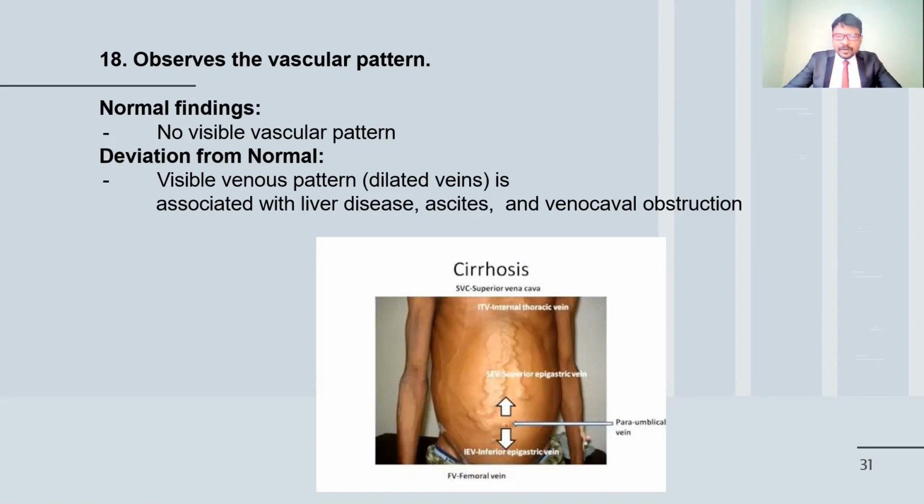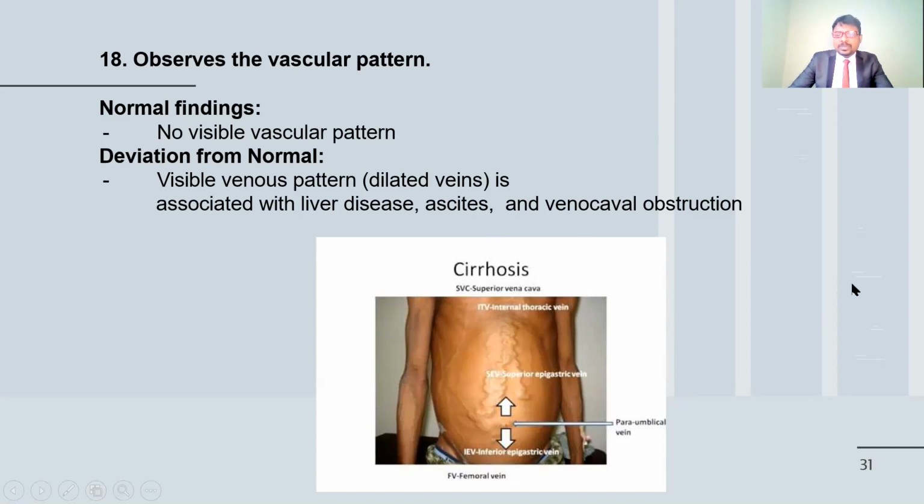This is commonly found in anybody having liver cirrhosis, liver damage, and also ascites, which is an accumulation of fluid in the peritoneal cavity and stomach region. So it is an excessive accumulation of fluid. In those conditions, the veins are going to be dilated and distended.